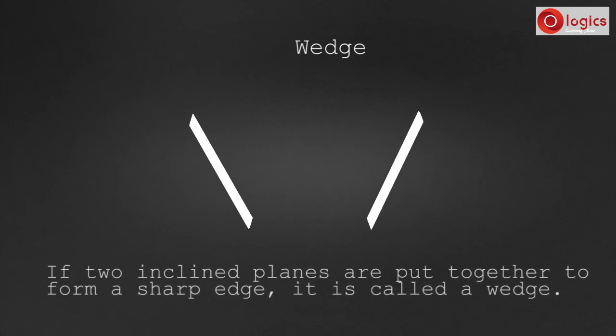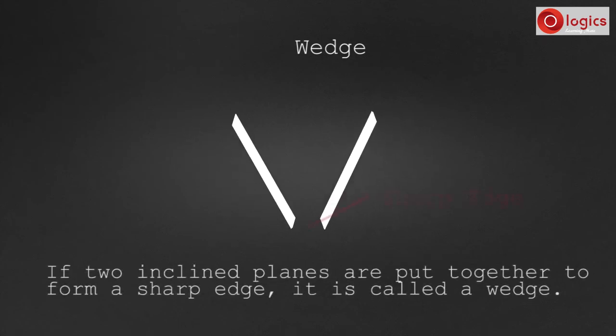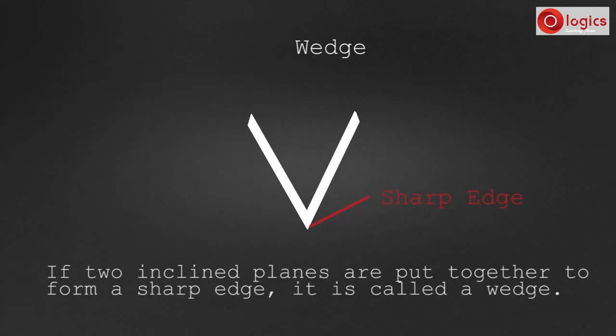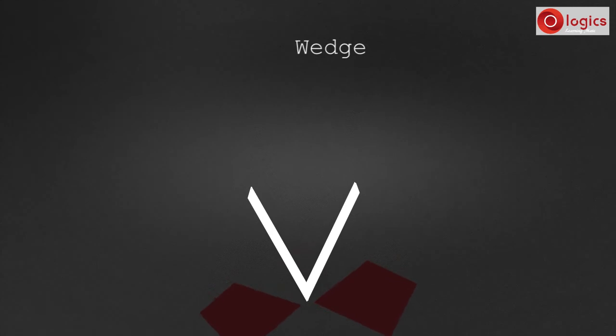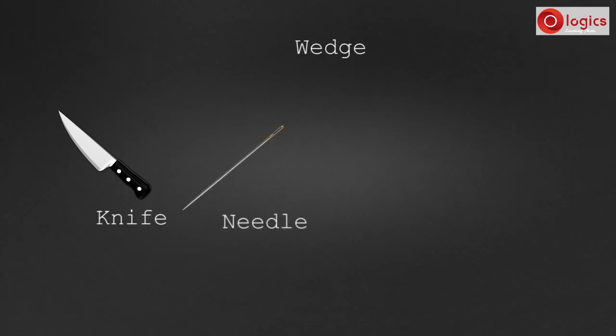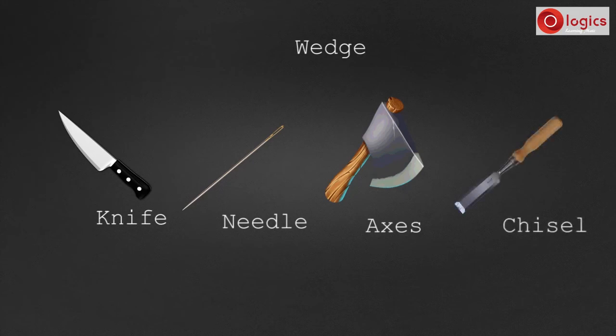Let's understand about wedge. If two inclined planes are put together to form a sharp edge, it is called a wedge. It works on the principle of inclined planes. A wedge is used to tear apart or cut through objects. Knives, needles, axes, chisels are examples of wedge.